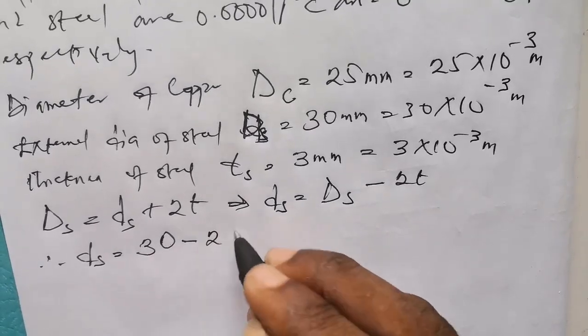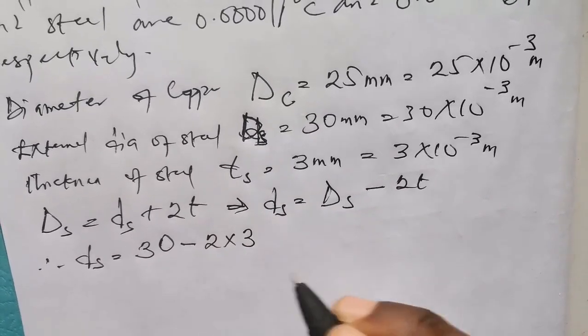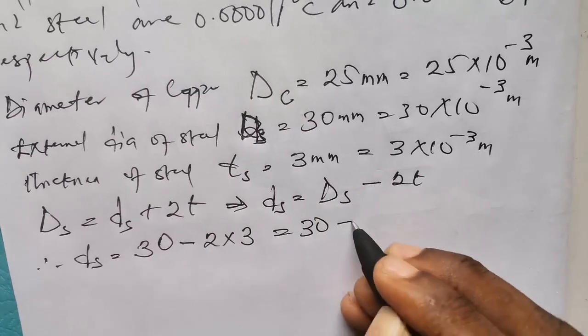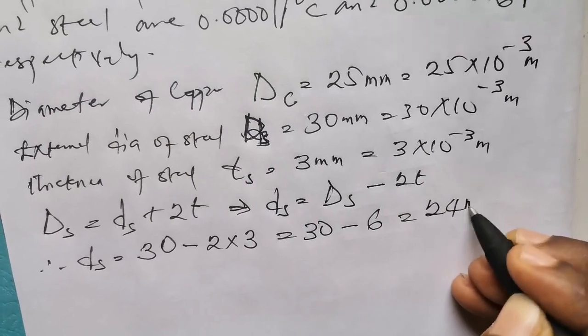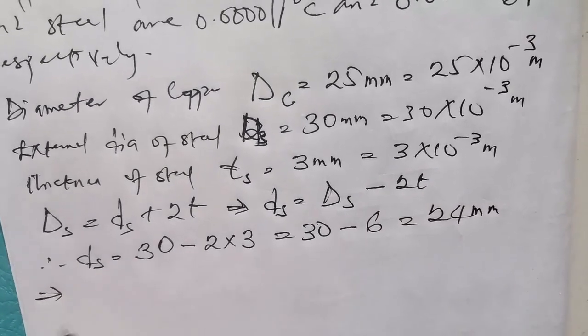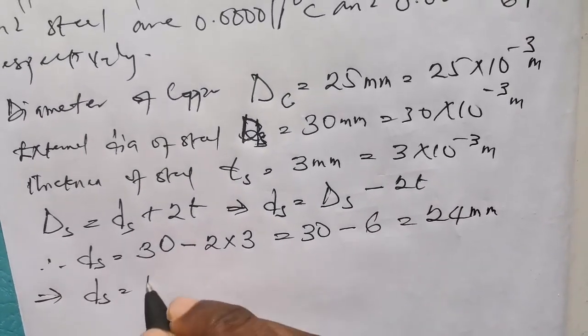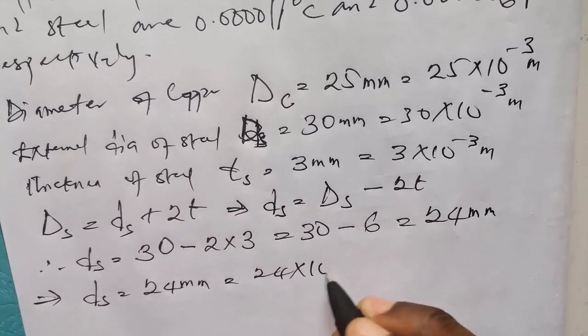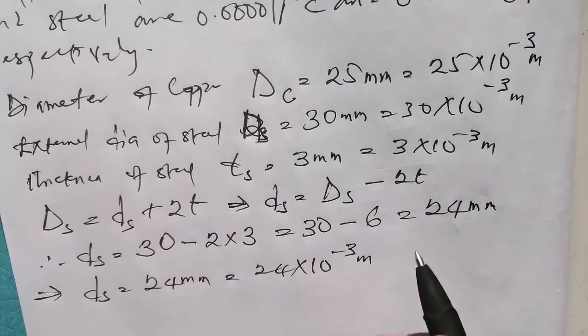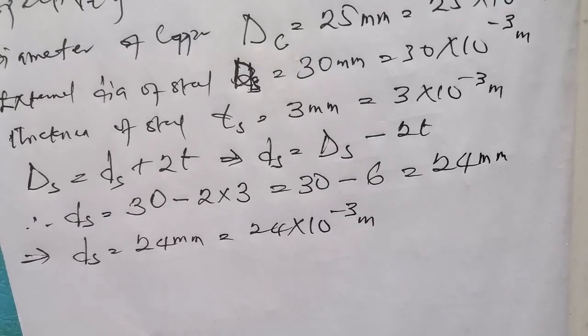So you have 2 times thickness, 3 mm. So this is 30 minus 2 times 3, which is 6, and that gives us 24 mm. So this simply implies that the internal diameter of steel is 24 mm, otherwise 24 by 10 to the power of minus 3 in meters. So this is the internal diameter of steel.